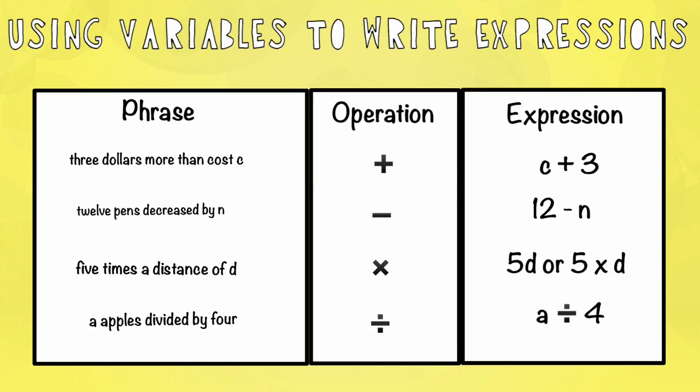What's interesting here is when you have a variable and you're multiplying, you can actually just put a digit in front, or the number in front. So if we're doing 5 times D here, or just 5D, they mean the same thing. A apples divided by 4. We're doing division here. And when we're doing A apples and we're dividing by 4, that would be the expression.